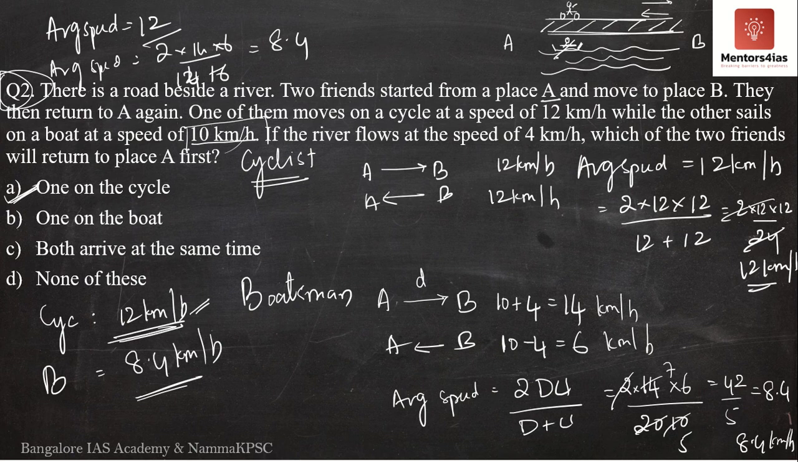But in order for you to reduce the amount of time taken at the exam to solve a question, you should have spent more time practicing and solving more questions before the examination. So to reduce the amount of time at the examination, you have to spend more time before the examination to solve the problems. So I hope you've understood this question, which is very easy, which is very straightforward. It is option A. The person on the cycle returns back first.